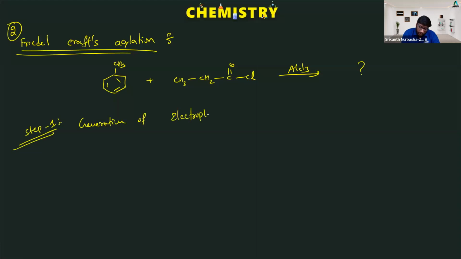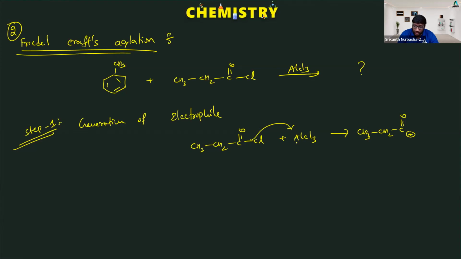Generation of electrophile. That means obviously the pi electron density of benzene is not involved in this particular step. So CH3CH2C double bond O Cl will be treated with AlCl3 to form the respective CH3CH2C double bond O plus. That means the carbon-chlorine bond's electron density is given to aluminium, forming AlCl4 minus. But now the important question we need to understand is, is this structure stable?